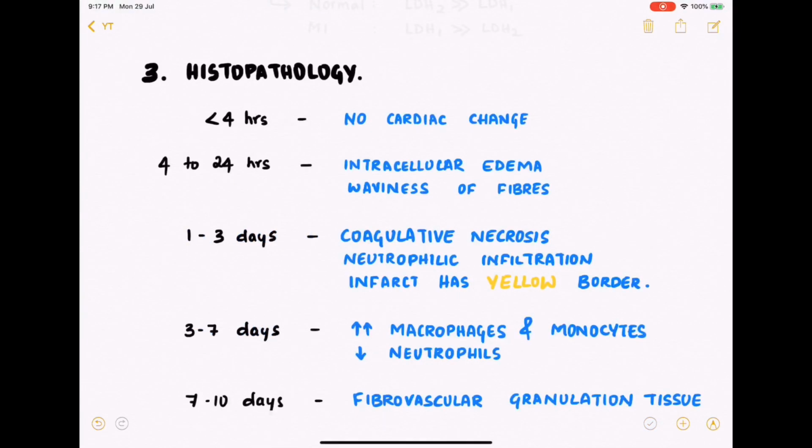The histopathology of the cardiac tissue which has undergone infarction is very high yield for us to know. So within 4 hours of infarction, we see that there is no cardiac change as such. In 4 to 24 hours, we see intracellular edema and there's waviness of the fibers. 1 to 3 days, we see coagulative necrosis, neutrophilic infiltration, and infarct has yellow border, and that yellow border is because of neutrophils. 3 to 7 days, we see that there is increased amount of macrophages and monocytes which are coming to the area, and the neutrophil count over there is reducing.